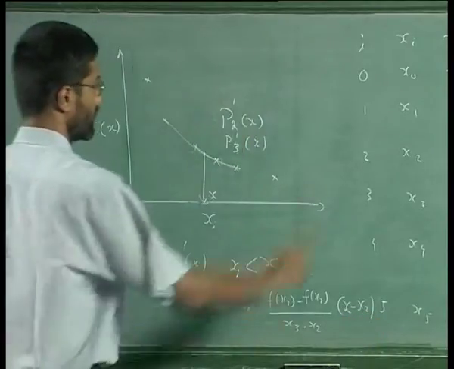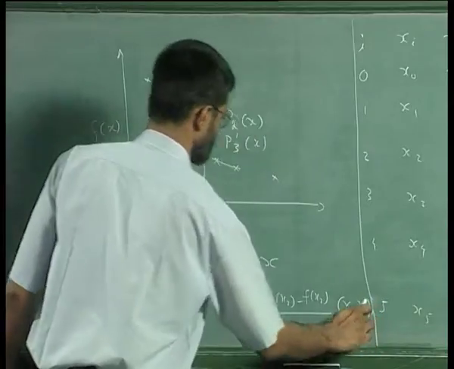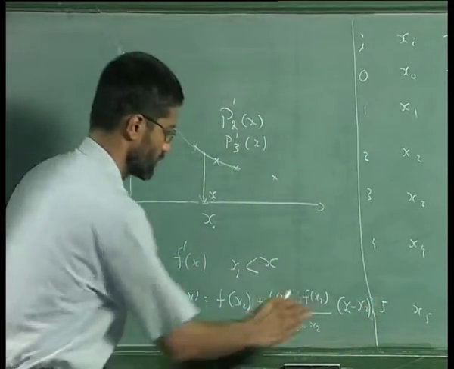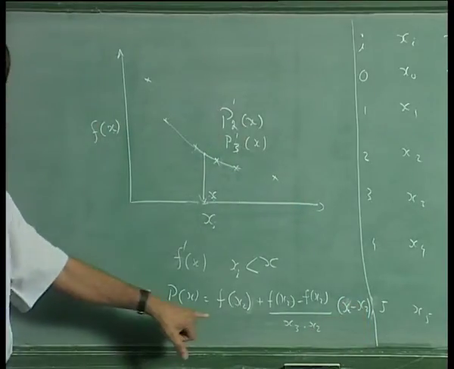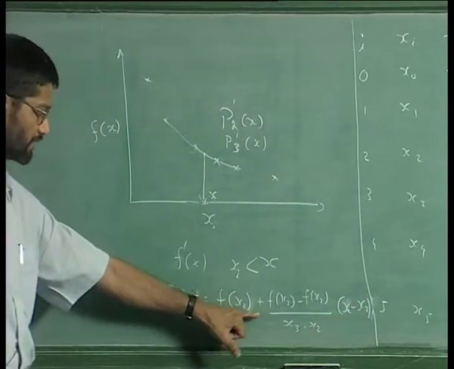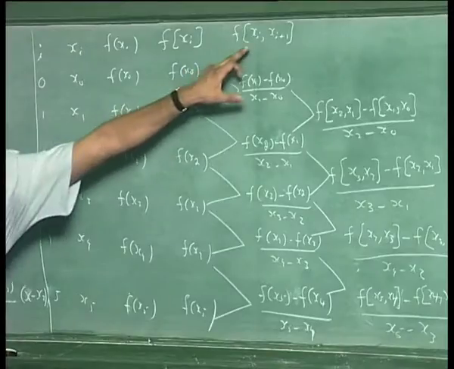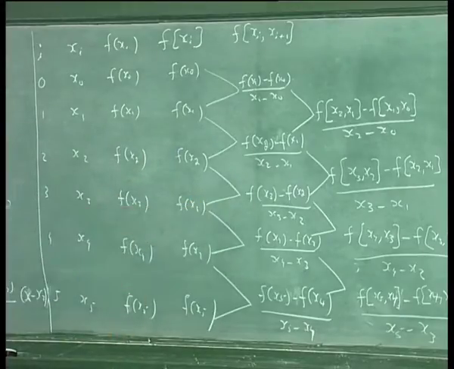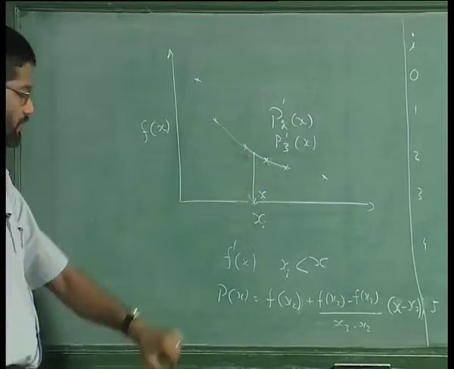That's my polynomial. So p of x is f of x2 plus f of x3 minus f of x2 by x3 minus x2, because this is my coefficient x2 x3, which comes in here. That's my polynomial, and then I can take the derivative of that, which would be simply f of x3 minus f of x2 by x3 minus x2, which is actually the slope of the straight line connecting these two points. So that's the way I can construct this.